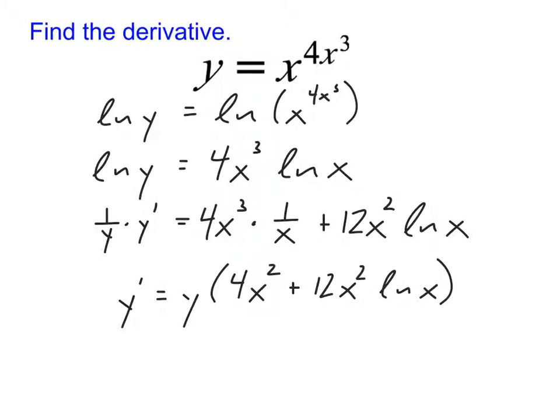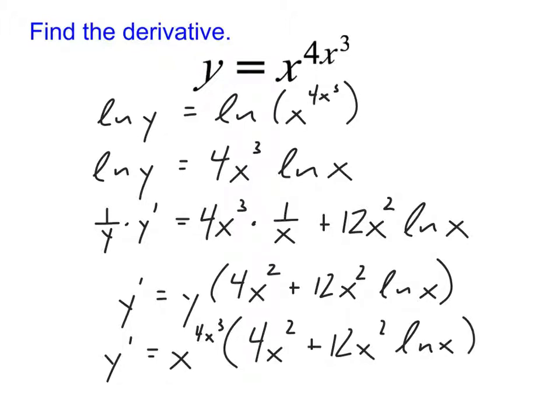We do have one last step to go, though. We know what y equals. Remember, the original problem told us what y equals. So I'm going to go ahead and, on my last step, plug that in for y. And so we're going to go y prime equals x to the 4x cubed times that whole thing, the same as it was inside the parentheses before. And that's our final answer.